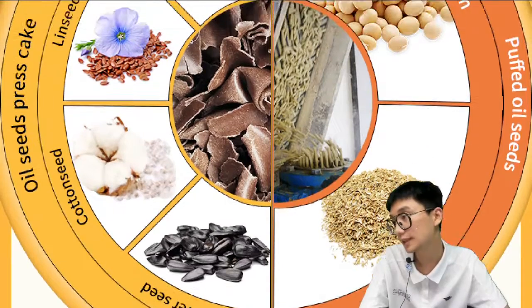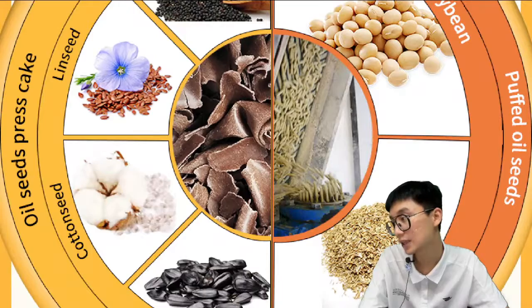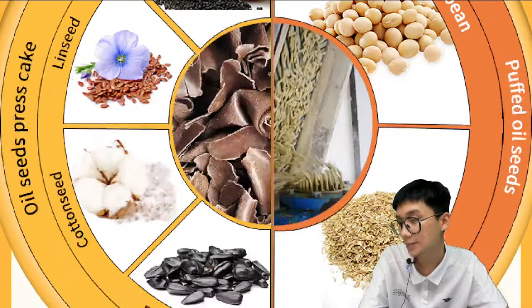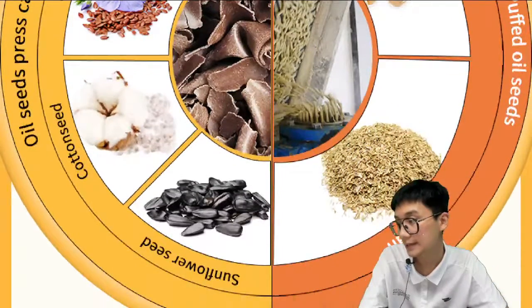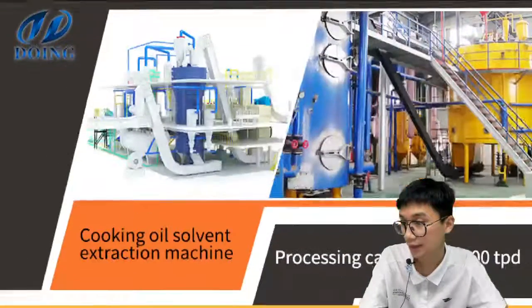By using this solvent extraction, what you can do with the rapeseed, linseed, cottonseed, rice bran, soybeans and sunflower seeds, you can all do it by using the solvent extraction way.